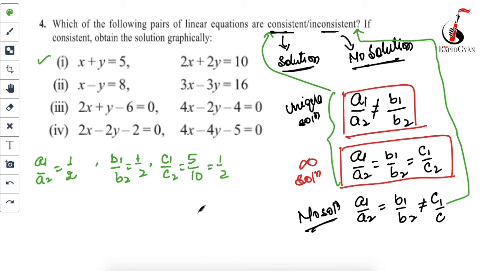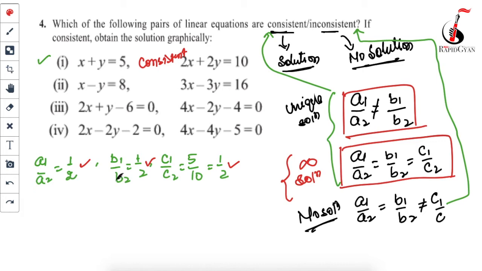So what you are seeing here? We are seeing that a1 upon a2 is equal to b1 upon b2 is equal to c1 upon c2. All three are equal. Correct? It means this is the case of infinite solutions, an infinite number of solutions. So yes, this is consistent. The first one is a consistent pair of linear equations, and it has an infinite number of solutions, which we will solve graphically later in this video.